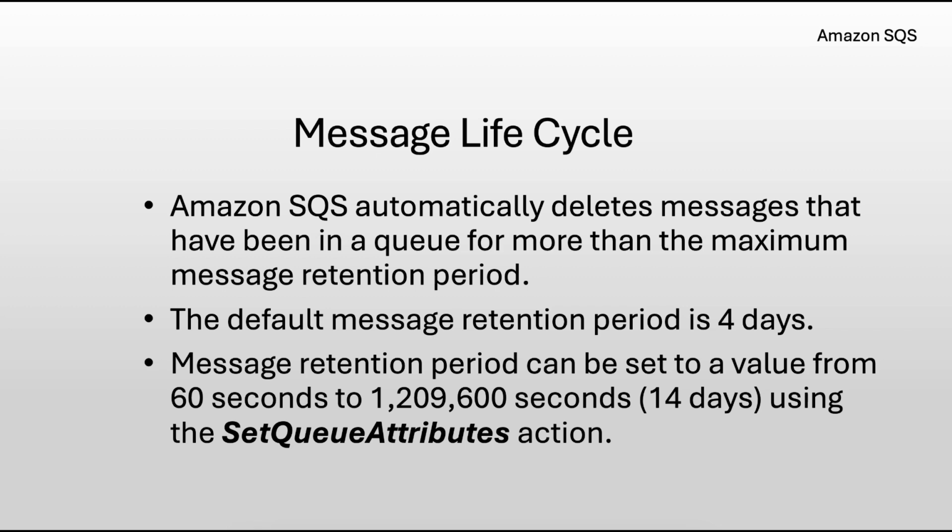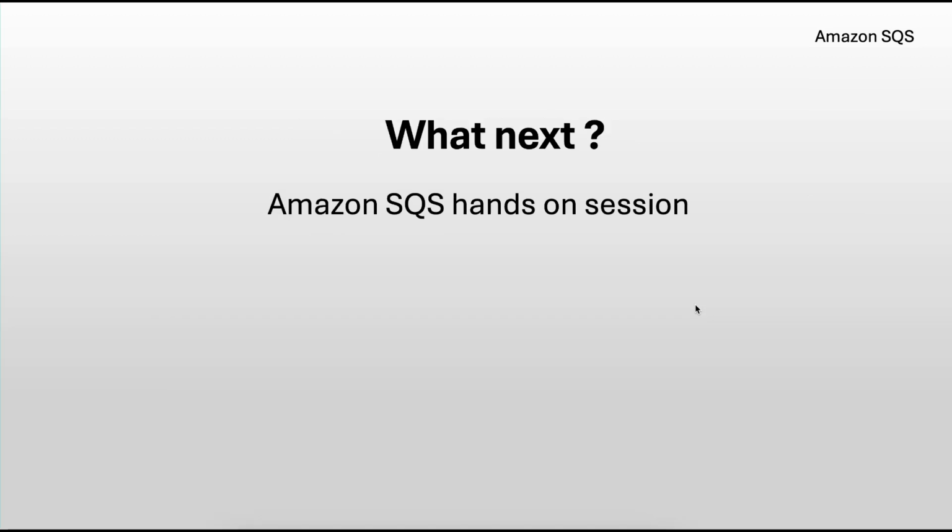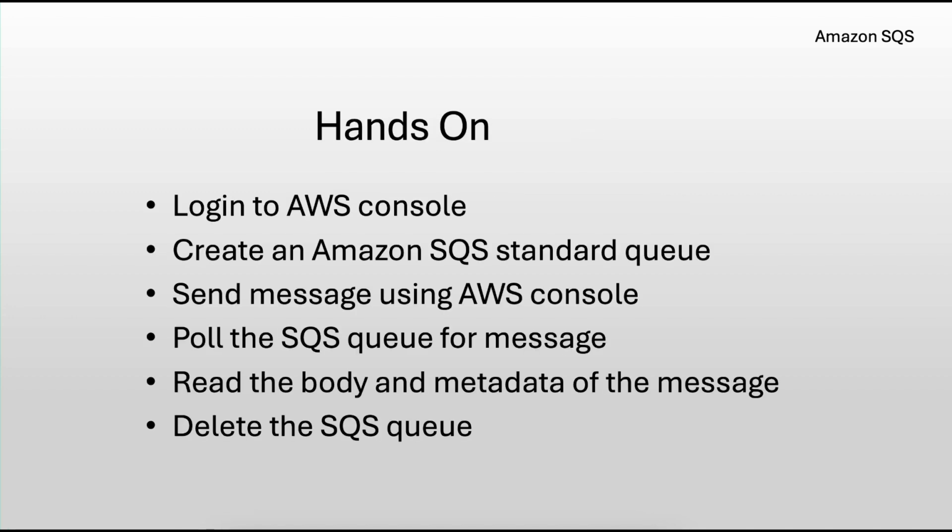In this video, we have explored the fundamentals of SQS, the basic architecture, the multiple components of the basic architecture, and we saw how a message can be exchanged between two applications by using a queue. With that knowledge, in our next video, we'll do a hands-on exercise to log into the AWS console, create an Amazon SQS queue, send a message, poll a message, and read the body and metadata of that message. And finally, how to delete that SQS queue from our AWS account.